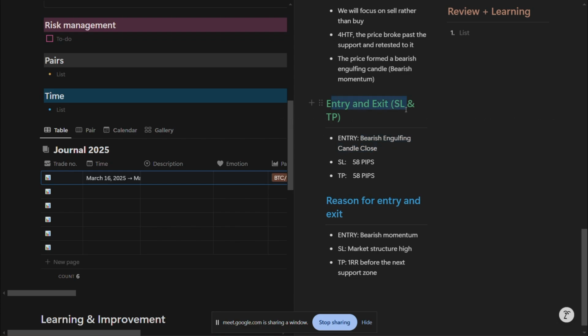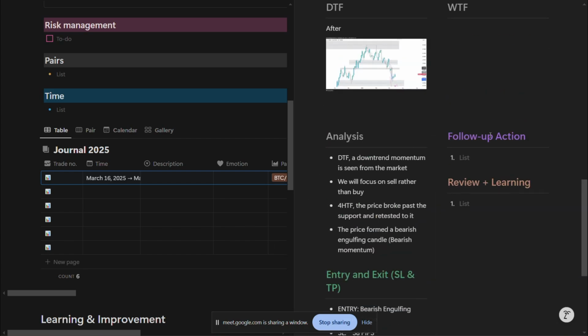Both of these are different. This one is your price position. Let's say your entry is at this bearish engulfing candle close, then you put bearish engulfing candle close over here, and then your stop loss 58 pips, take profit 58 pips. How many pips away from your entry level, and the reason why you want to enter the trade at that price level. So maybe you see rejection, bearish momentum over here, stop loss above market structure high, then take profit at 1 to 1 risk to reward before the next support zone.